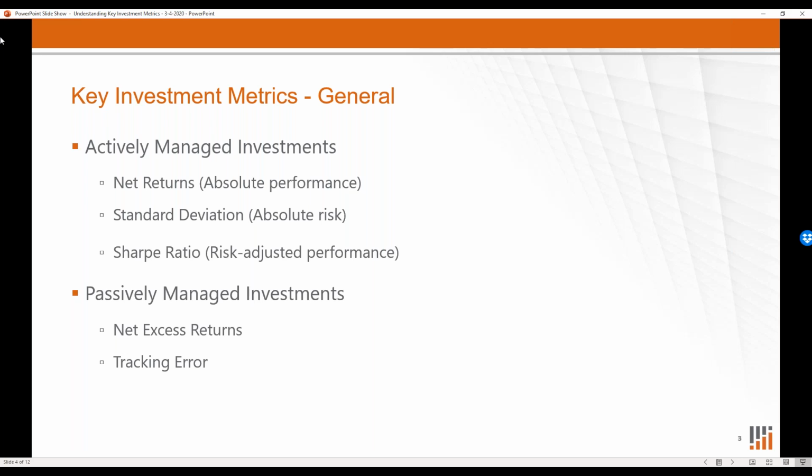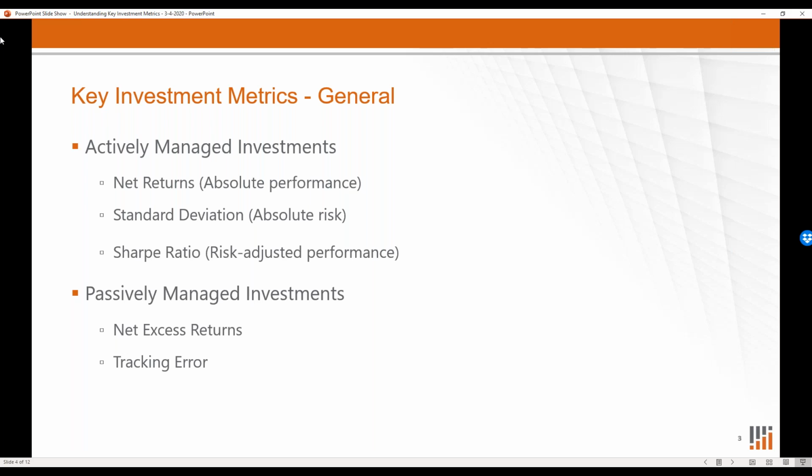And then for passively managed investments, the objectives are simple. What benchmark are you tracking? How closely is the investment tracking its designated benchmark? And then, of course, cost is a key factor. Why would you pay more than you have to for an investment manager who's simply trying to track an index?